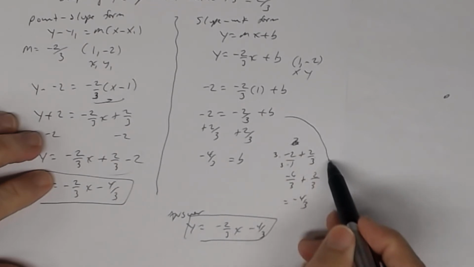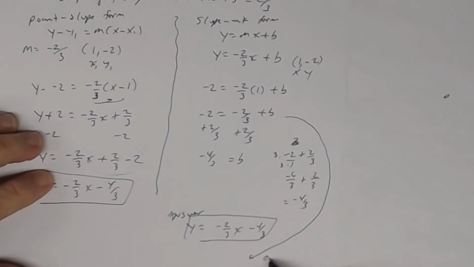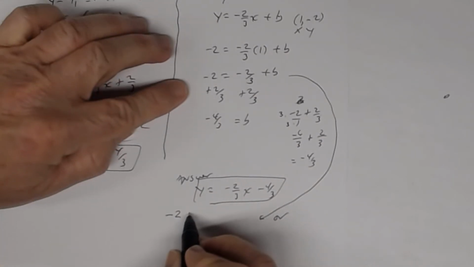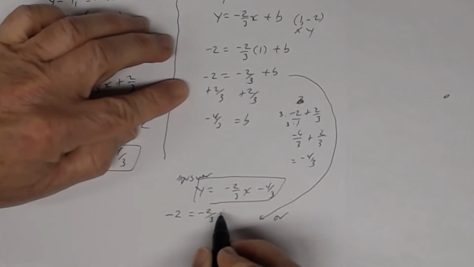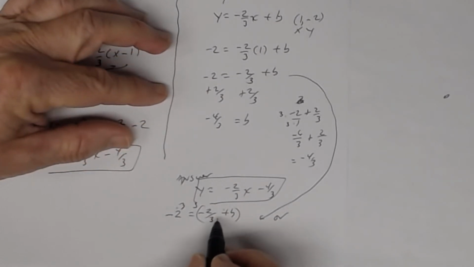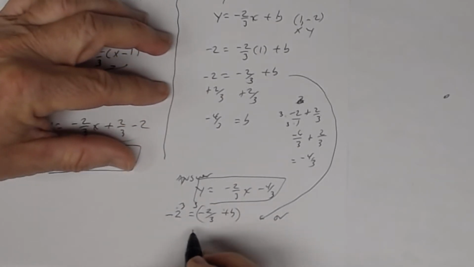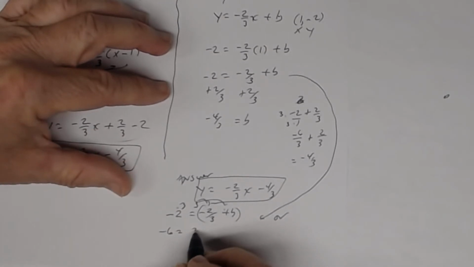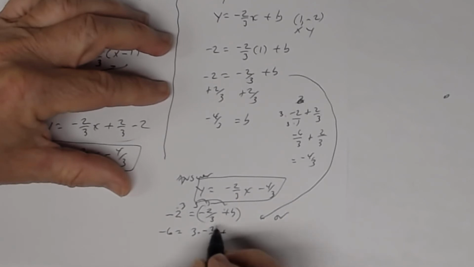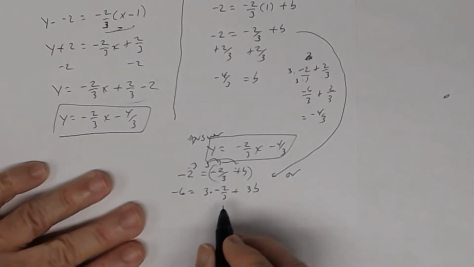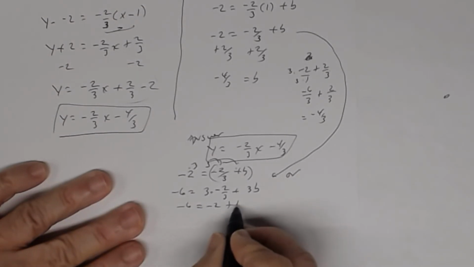But you could have also done this, just to show you. I'm going to put an "or" here, or you could have also done this. So let me just rewrite this over. You have negative 2 equals negative 2/3 plus b. So you could have multiplied both sides by 3. That's times 3 here. So this times 3, this times 3, to clear the fractions. Negative 2/3 times 3 is a negative 6, equal, and then distribute. 3 times a negative 2/3 plus 3 times b, right? Well, 3 times a negative 2/3 is a negative 2. So I get negative 6 equals negative 2 plus b.